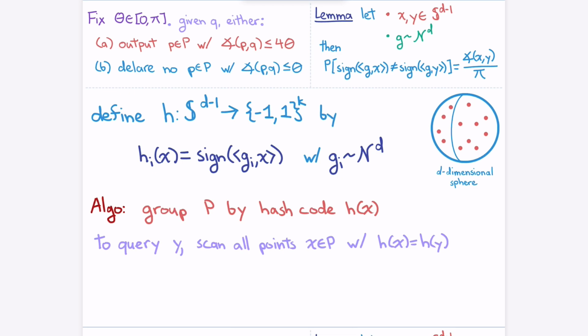So that's the algorithm. The algorithm itself is extremely simple. At the very least, this is much easier than making a binary tree kind of thing. If you're just lazy, you would do it this way.